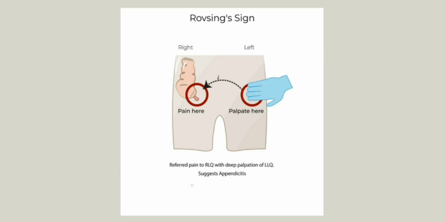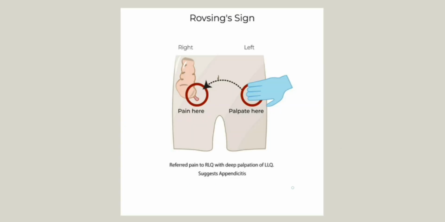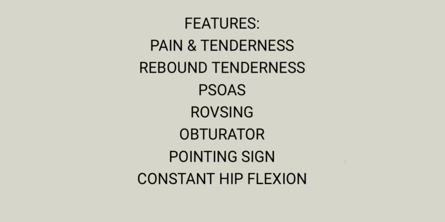Then another important sign that is usually seen, especially in children, is constant hip flexion, where the child assumes a posture of constant right hip flexion. Any attempt to extend the hip is resisted, and this is because irritation of the psoas muscle by hip extension will also cause pain.